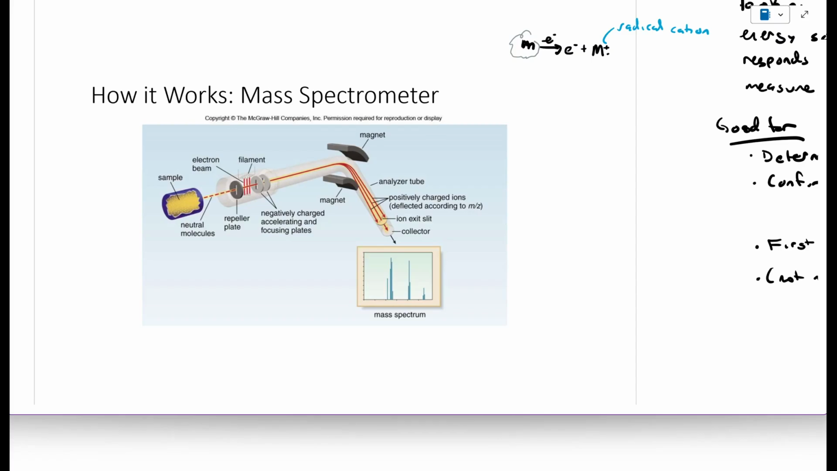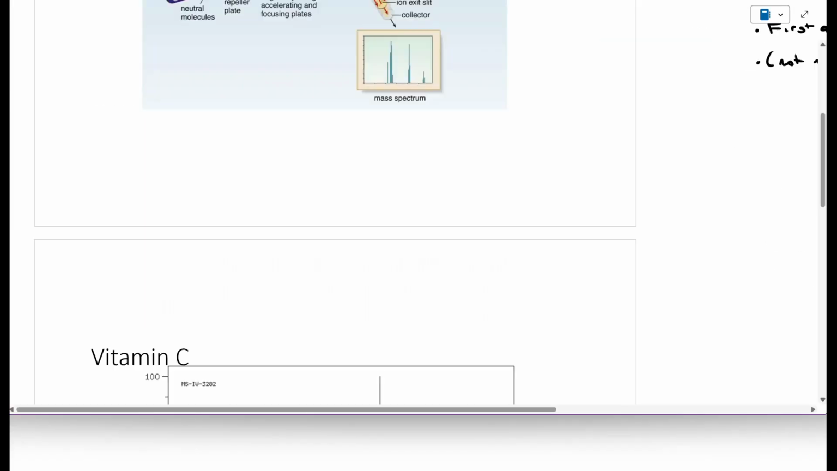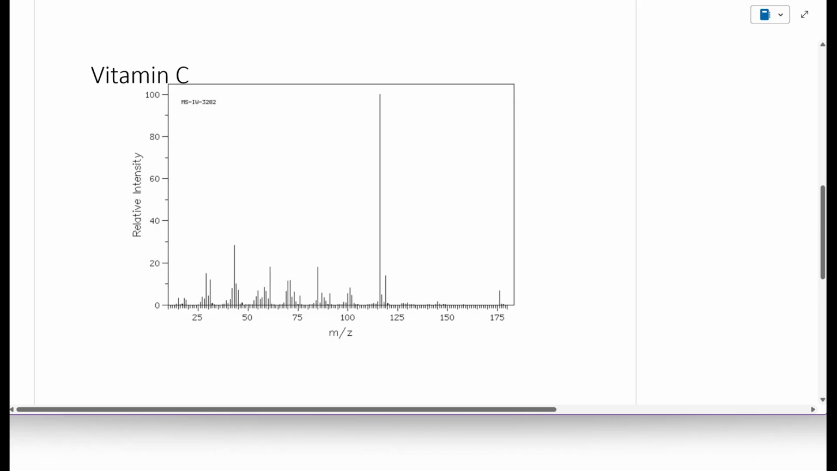So that's generally how it works. Insert the sample into the instrument. It gets bombarded by a high energy beam of electrons, which ejects one of the electrons from the electron cloud of the molecule, creating a radical cation. That radical cation gets accelerated, and when the magnet is the correct strength, it deflects that cation perfectly through the tube to hit the detector, and we detect it in our readout. So this is what the readout of a mass spec looks like. This happens to be the molecule vitamin C.